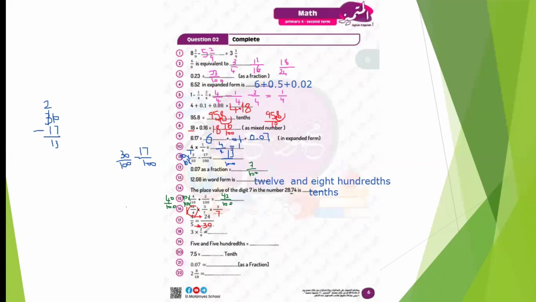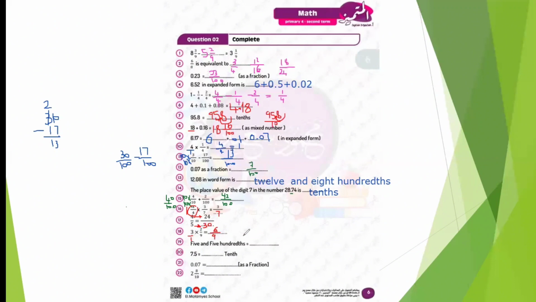Number 18, 3 times 2 out of 9. We can write 3 as a fraction, 3 out of 1. Any number, if I want to write it as a fraction, put 1 in the denominator. 3 times 2 equals 6. And 1 times 9 equals 9.